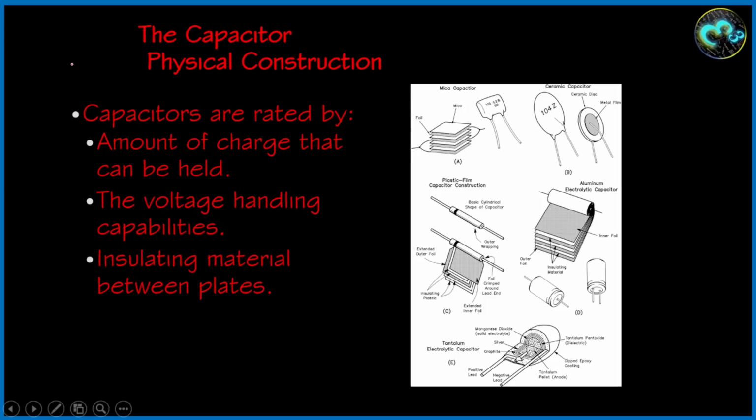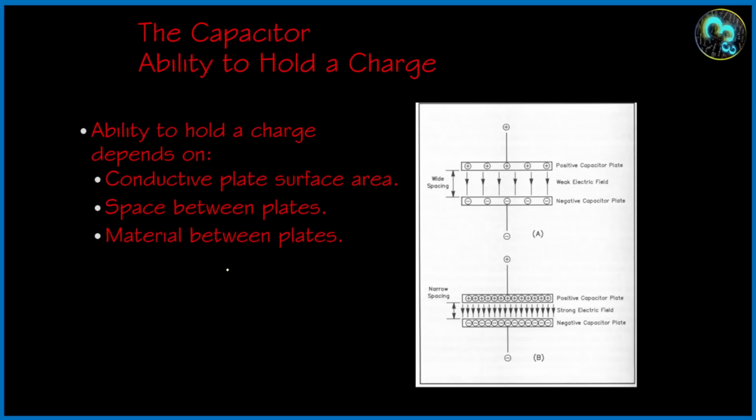Okay? Then we have the physical construction of a capacitor. So yung rating ng capacitor is dependent on the amount of the charge it could hold. Then we have the voltage handling capacity, kung ano yung kayang voltage na i-handle ng ating capacitor. Then the insulating material, kung ano yung nasa gitna. It could be mica, ceramic, or aluminum. So the capacity to hold charge, yung mismong capacitance ng ating capacitor, depends on these three properties.